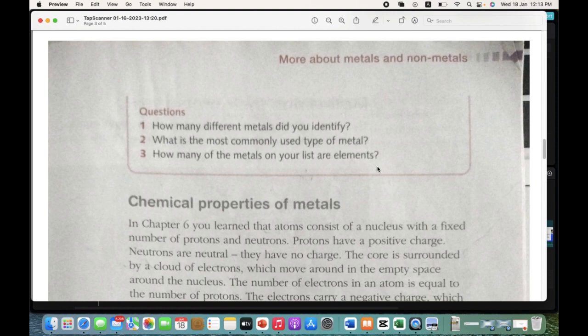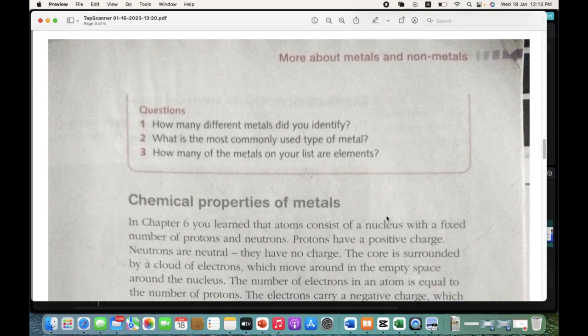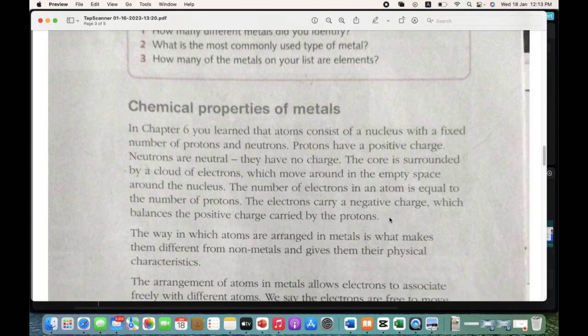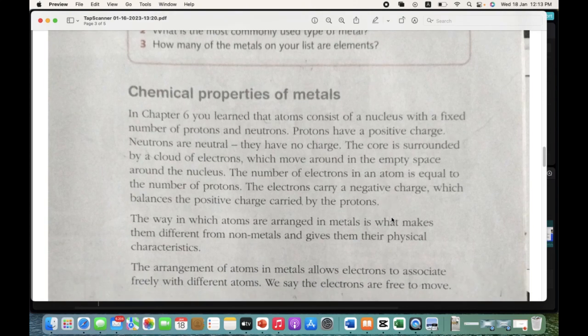So the metals you have on your list, especially the traditional metals, if you look at group 1, group 2, they are found in compounds. We extract them from compounds. Now let's go to the chemical properties of metals. Now, you know an atom has a nucleus, and the nucleus has a fixed number of protons and neutrons. Protons have the positive charge, right? While the electron has the negative charge. The neutrons do not have charge, they're neutral.